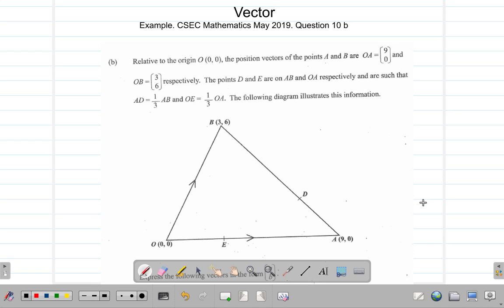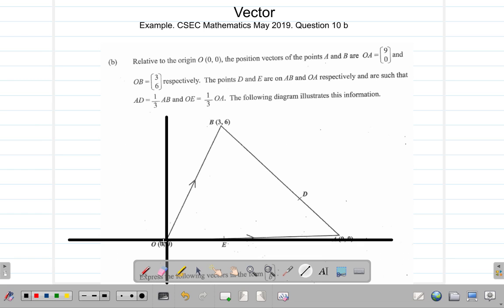Example of a vector. This is from the May 2019 CSEC Mathematics paper, question 10b. Relative to the origin O. What that means is you have your x and y axis. This is your y axis, and this is your x axis. Relative to the origin, both vectors start at the origin, meaning they are position vectors.